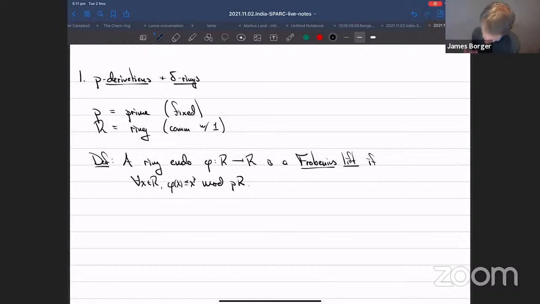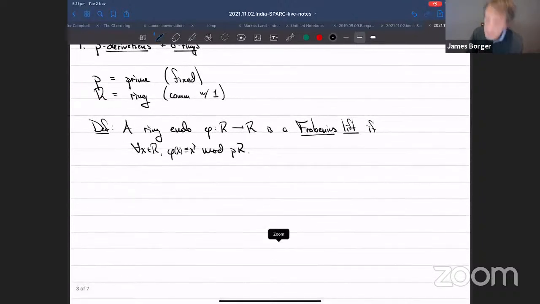Actually, let me say, even before, this can be changed. You could also replace the p in the exponent here with a p squared or something like this, and then you would get a different theory, very closely related to what I'm about to describe, but not literally the same thing.